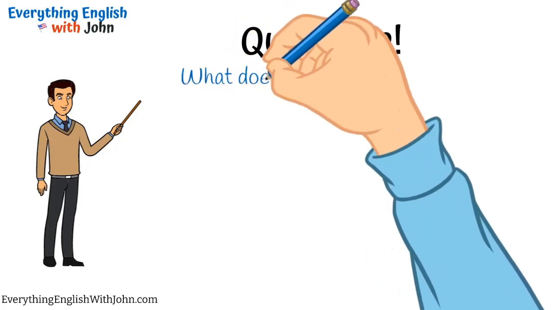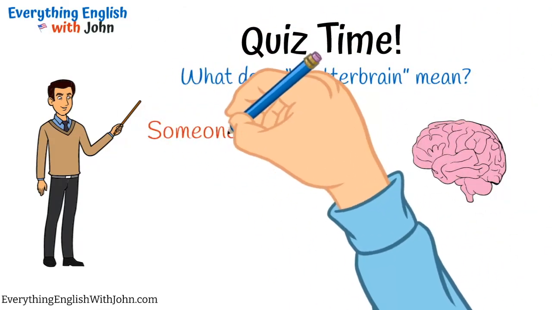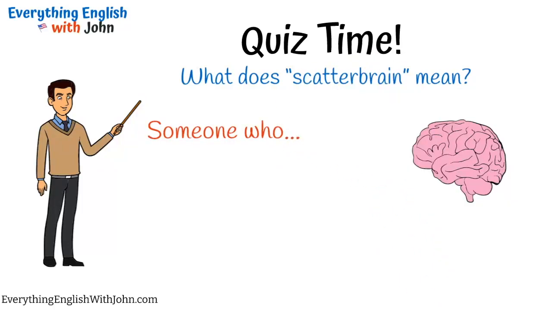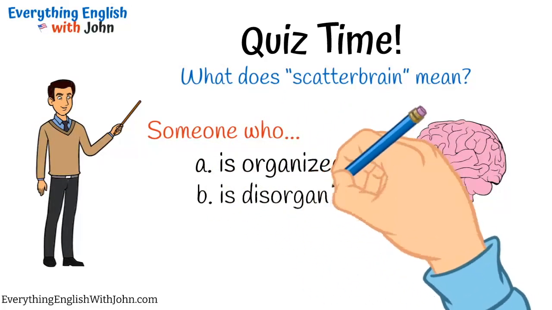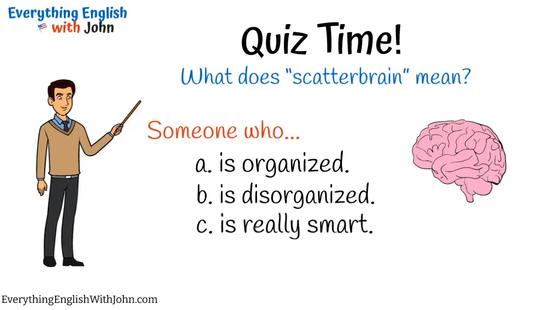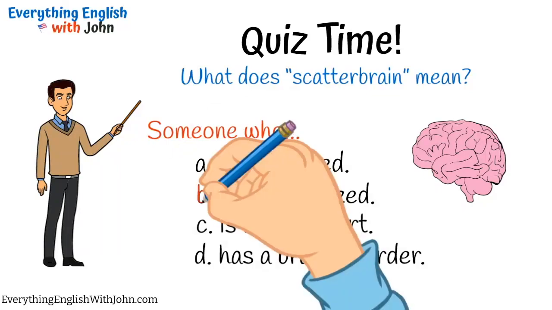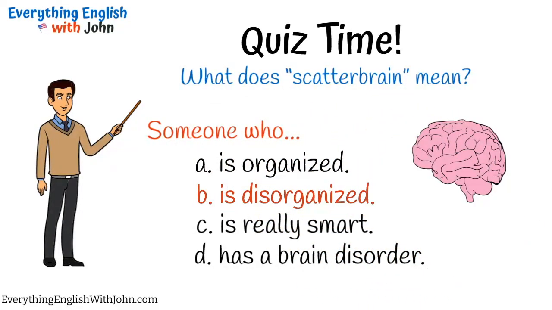Quiz time. What does scatterbrain mean? Someone who is organized, is disorganized, is really smart, has a brain disorder. Please pause the video and answer the question. That's right, it's B. Someone who is disorganized.